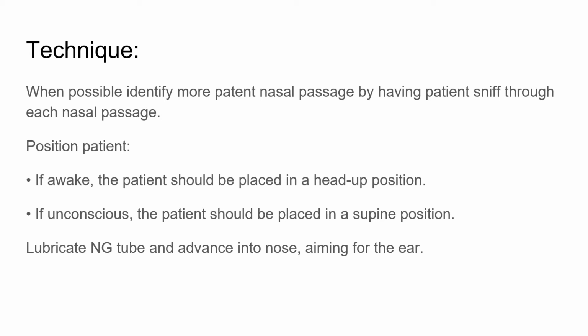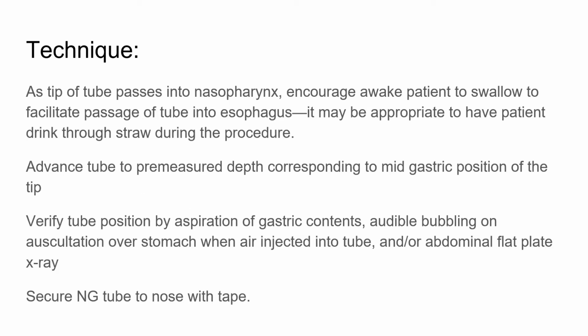Before the insertion of the nasogastric tube, it is to be lubricated, and then it is advanced into the nose, aiming for the ear. As the tip of the tube passes into the nasopharynx, encourage or awaken the patient if he is semi-conscious and ask him to swallow so that the tube can be facilitated into the esophagus and to prevent the entry of the nasogastric tube into the trachea.